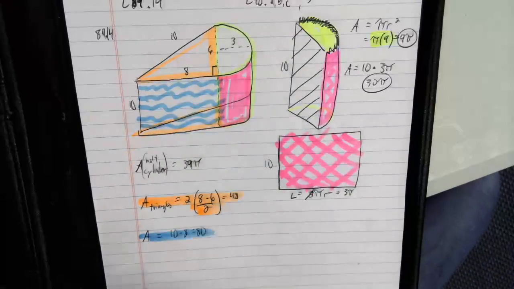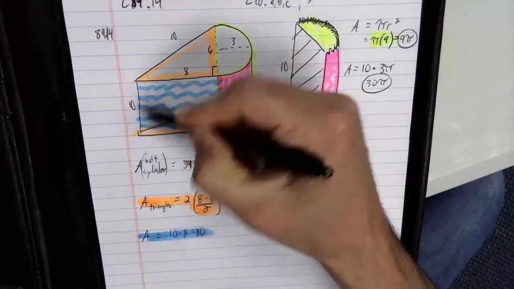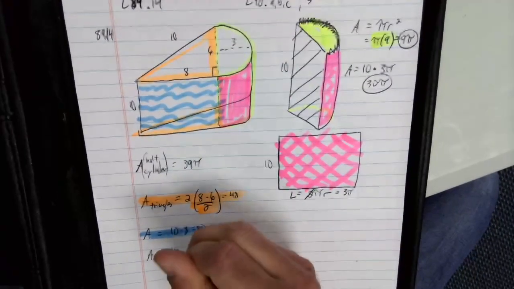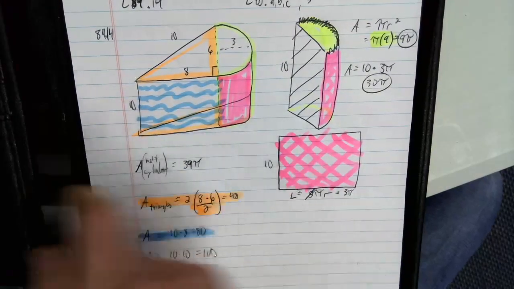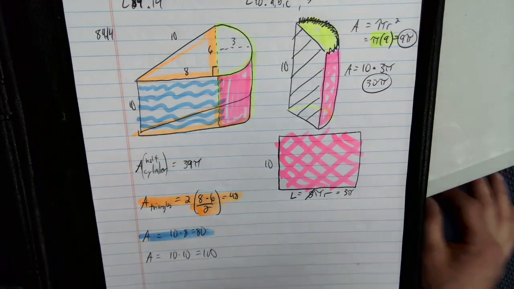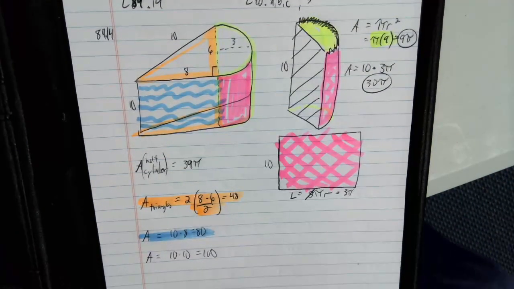Not the same, because the dimensions of this back face are 10 times 10. So the area remaining is 10 times 10, or 100. All right, I don't have a color for that one, so make it orange. I have more oranges, don't I? Make it yellow. All right.